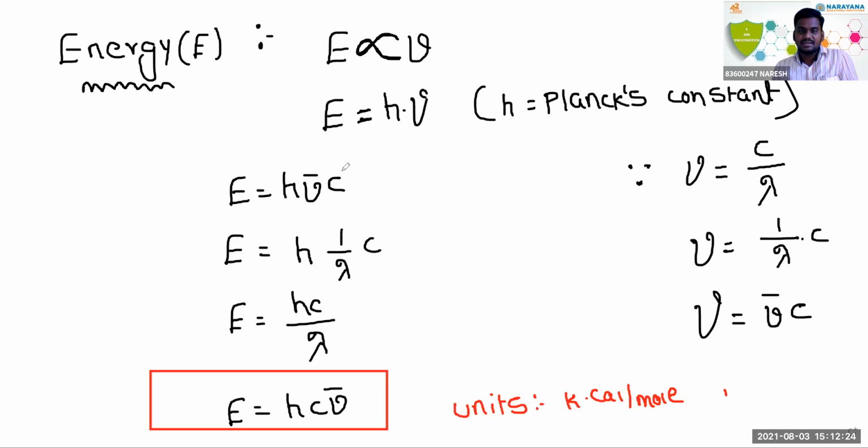Now come to here. E is equal to h nu. Nu value is nu bar into C. After that, E is equal to h into nu bar value, wave number 1 by lambda. That is why I'm taking 1 by lambda into C. Again, E is equal to hc by lambda. After that, E is equal to hc into 1 by lambda, which is the wave number nu bar. So this is the relation. E is equal to hc nu bar.